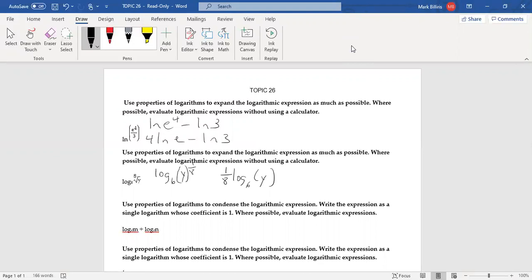Our next example, we're going to condense. So we're going to take 2 or more logarithms added or subtracted together and write it as a single logarithm. This will help whenever we're solving logarithmic equations. In this case, we have the log base c of m plus log base c of n. Anytime we're dealing with addition, that's the product rule. So this is going to be rewritten as log base c of m times n.